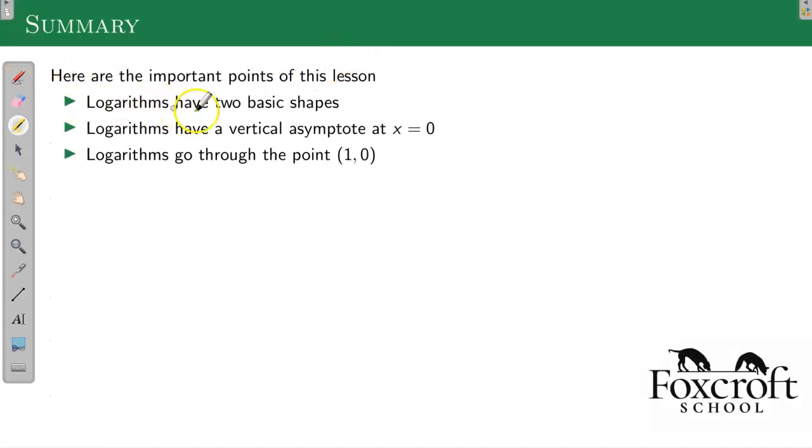All right, so quick summary, logarithms have two basic shapes. Again, bigger bases start at the bottom and then curve up. Smaller bases start at the top and curve down. All right, logarithms have a vertical asymptote at 0, so they're kind of this like vertical line that's keeping your graph stuck on the right side of the graph. And since our exponentials have the point 0, 1, my logarithms have the point 1, 0. All right, so those are our basic logarithm graphs to know.